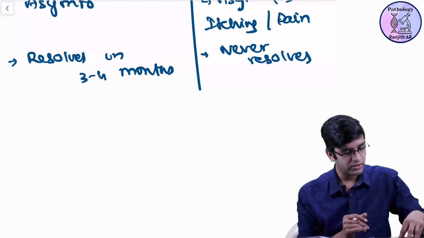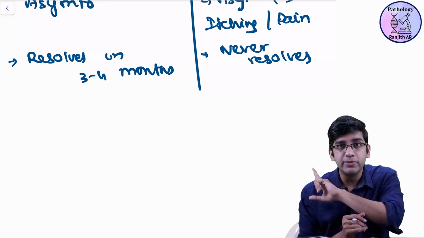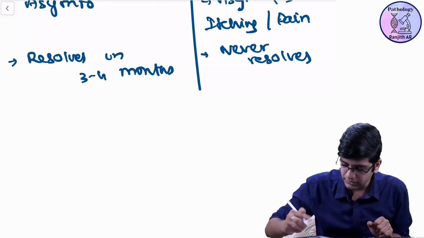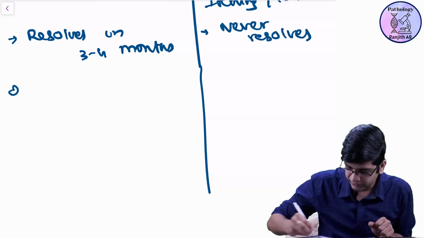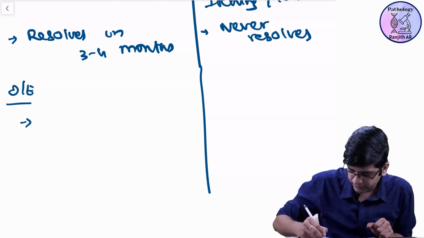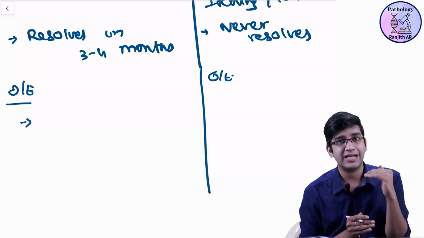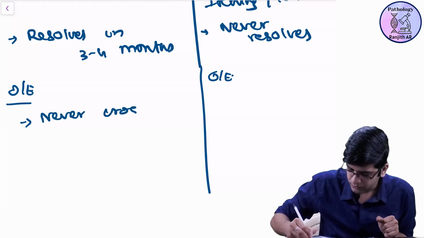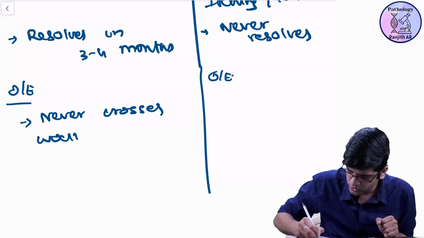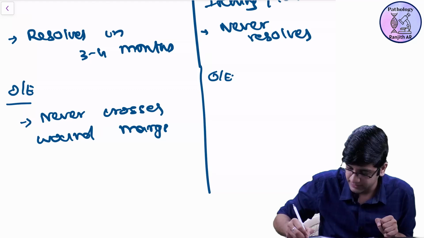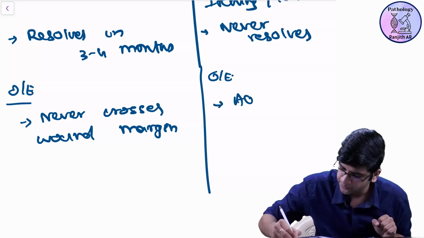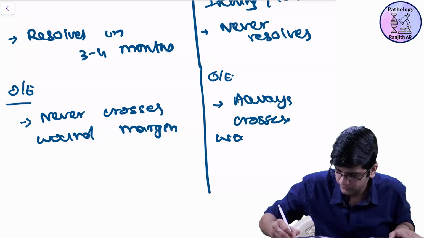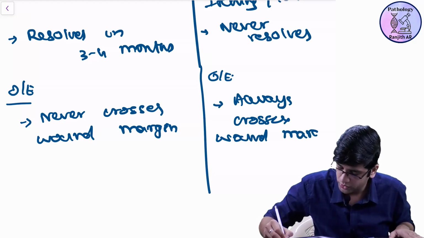So how do I differentiate? By examining the patient. I'm not going to differentiate by microscopy. I'm repeating, I'm not going to differentiate by microscopy. It's totally a clinical difference. On examination is the final say. The best thing to say is, a hypertrophic scar will never cross the wound margin. This almost always crosses the wound margin. I'll tell you what I mean by this.